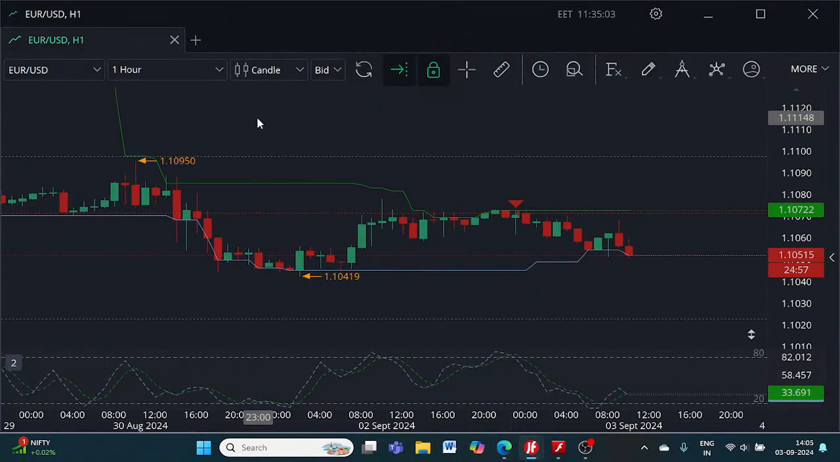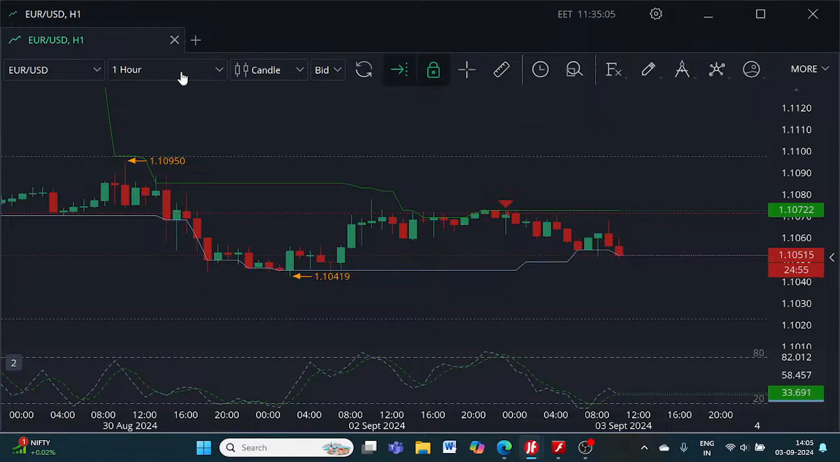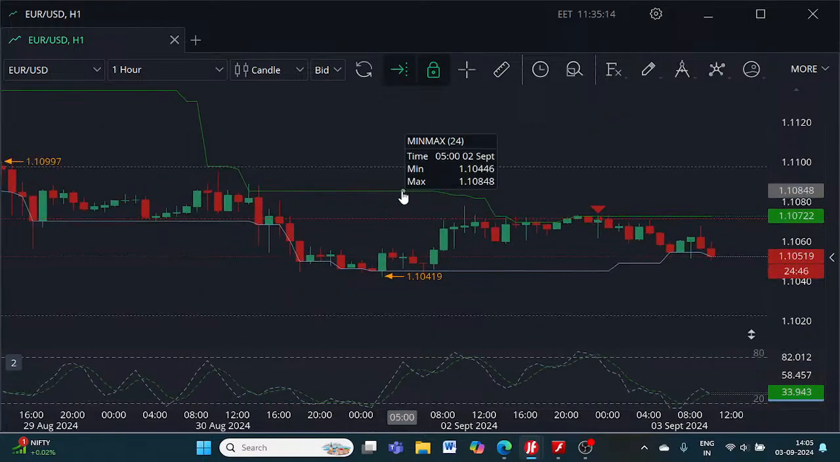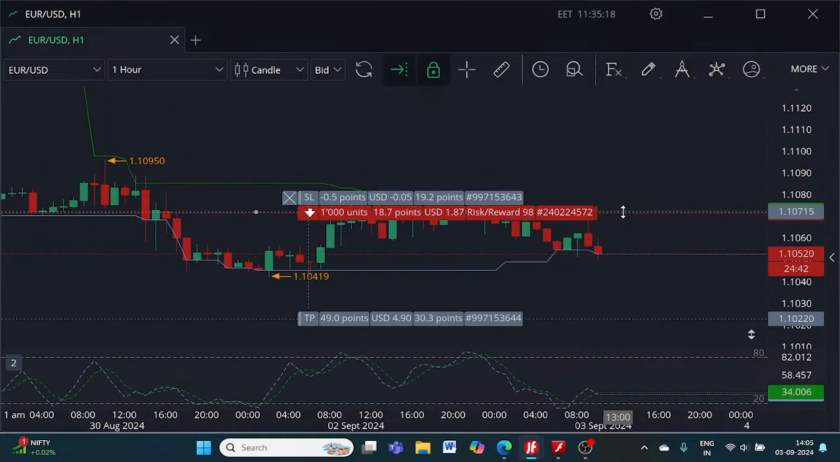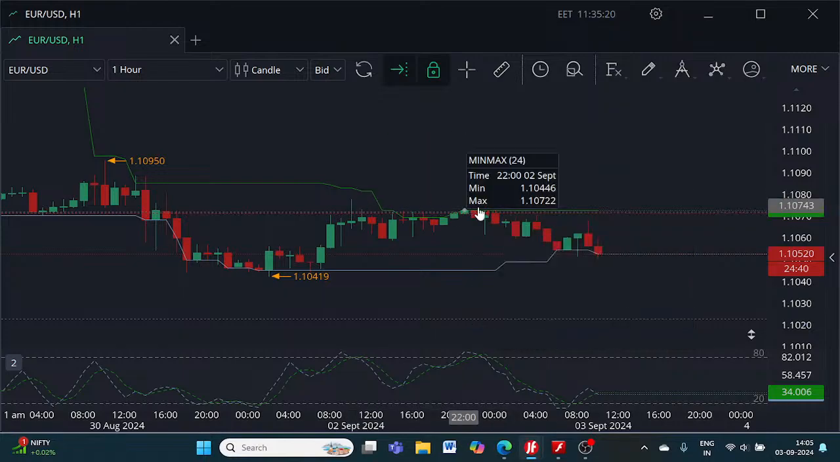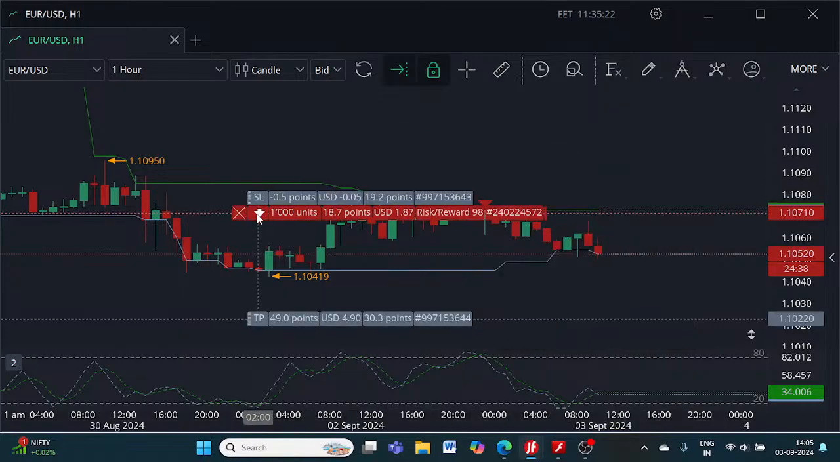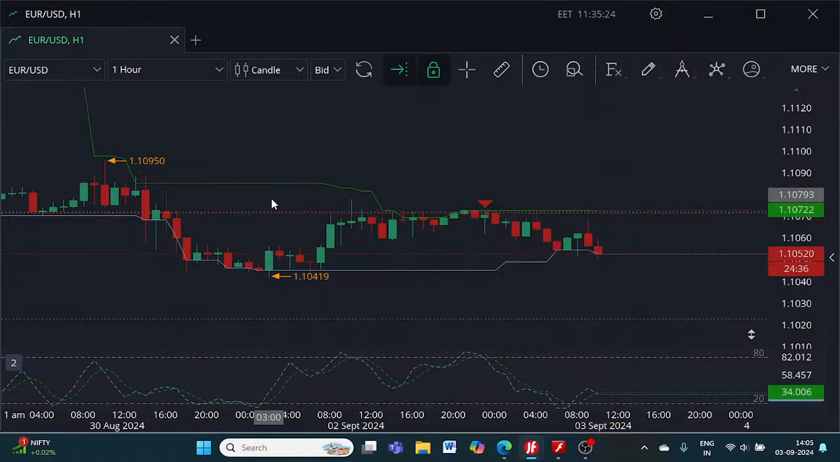Here is the Euro USD chart with each candle period defined at hourly. Here is the stochastic indicator which I had plotted last time around. And to add range, we had put in place this min max indicator also. Prior to removing this indicator, let me, I think I changed its stop loss.